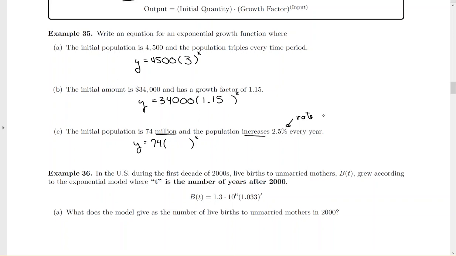The percent is a rate, a growth rate, because it's increasing. But 2.5%, we need to convert to a decimal. You can't use a percent in an equation here. So to convert the 2.5% to a decimal, you move the decimal over 2 places to the left, or divide by 100, and you get 0.025. But the thing is, if I put in 0.025, that number's not bigger than 1. That's just telling me the little bit of a portion that I'm increasing by, but it doesn't take into account my original amount. So to do that, we add 1 to that number, and that gives me the growth factor.